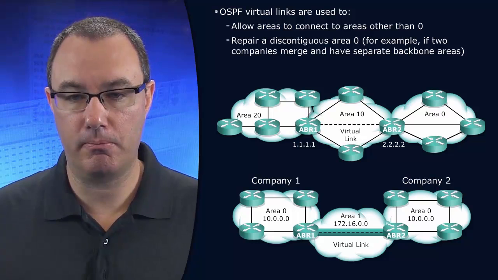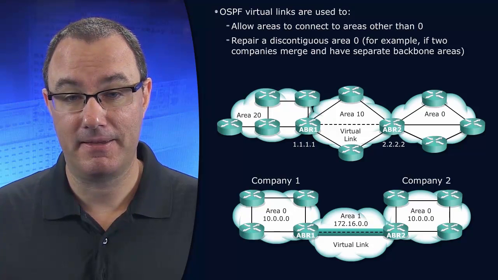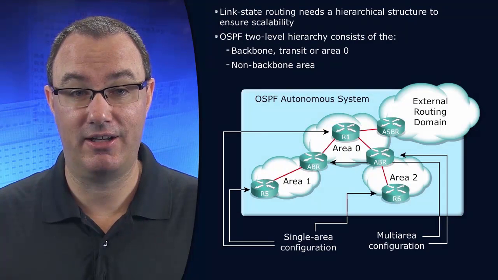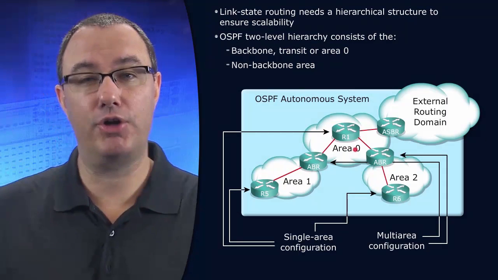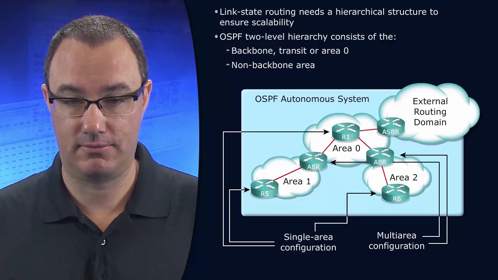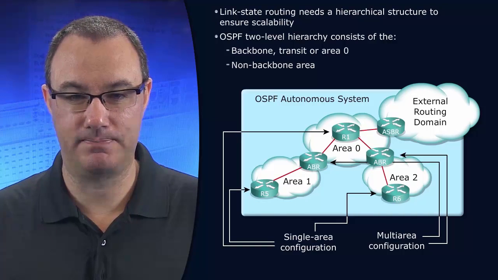Area 0 must be contiguous. That is, in fact, one of the rules. Let's make sure we understand that. Area 0 needs to be clumped together. We can't have other pockets of Area 0 in other locations. That's a big deal to us.